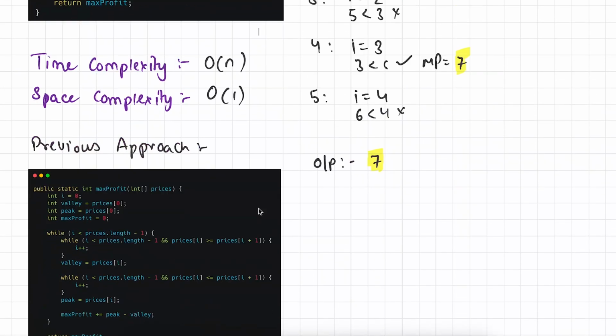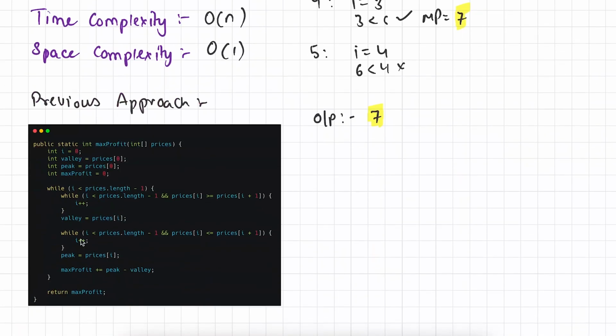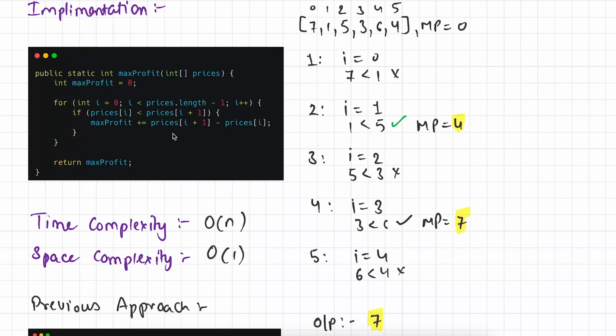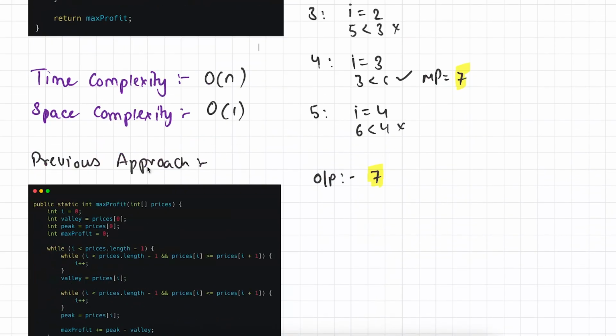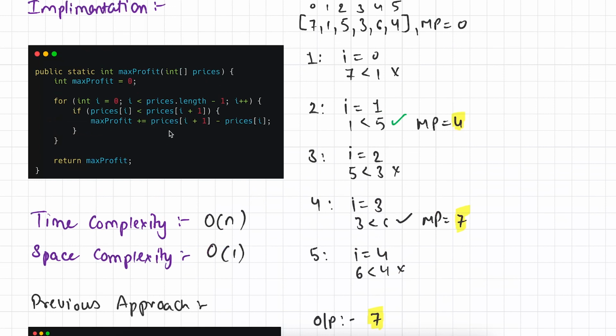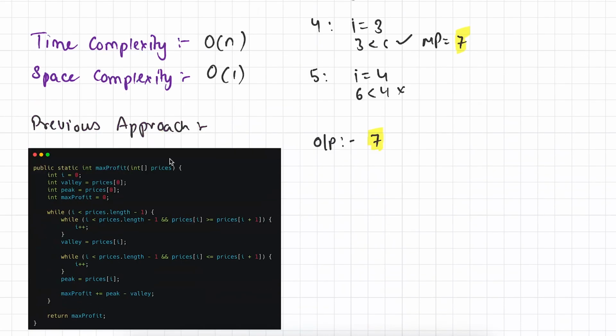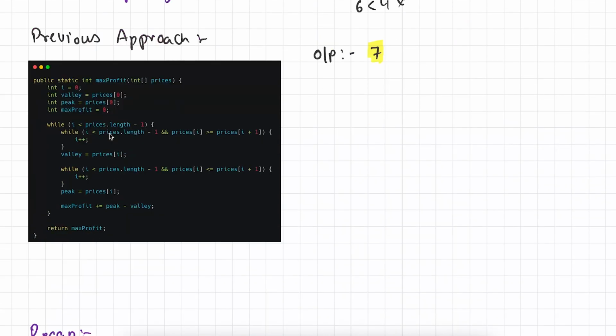Let's see the code of previous approach. See, we have written a lot of code here. And if you compare this code with this code, here we have written only 3 lines of code and we are done. So this is the main advantage we get using this approach, that our code becomes shorter and it also looks more elegant than the previous one. I hope you like this approach.